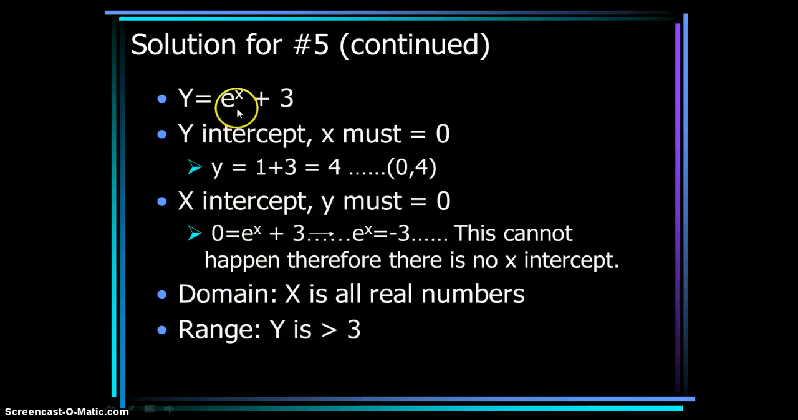Domain. X could be anything. It could be negative, it could be 0, it could be positive. Okay? The range, however: the smallest value that e to the x can ever be is 0. It cannot be 0. It can be very close to 0, but it cannot be 0. If it's very close to 0, does that make sense that I'm getting very close to 3, but not at 3? So the range is y is greater than 3. Okay?